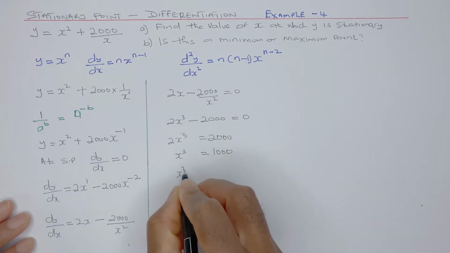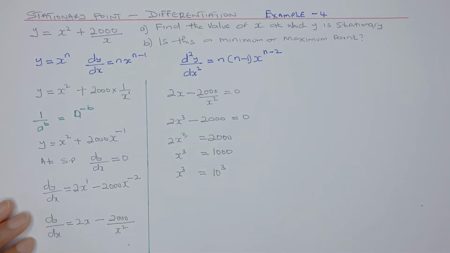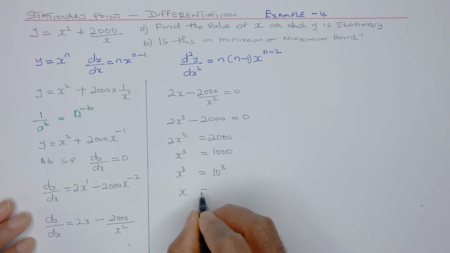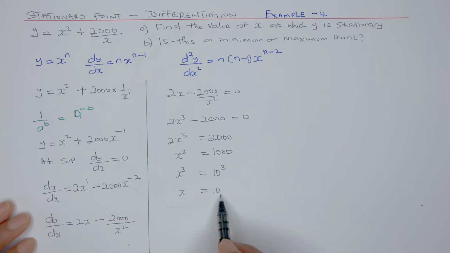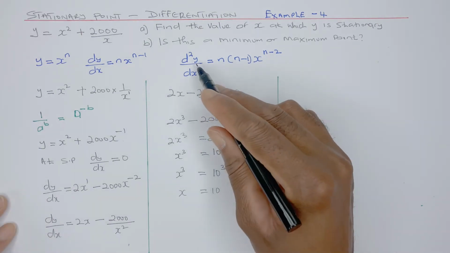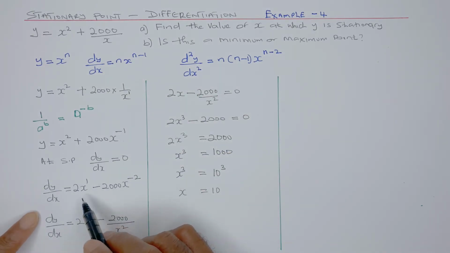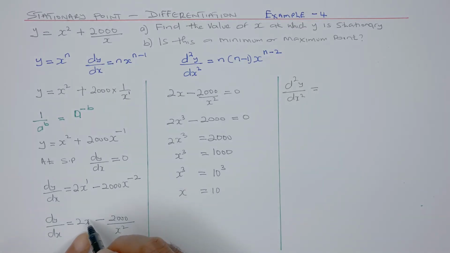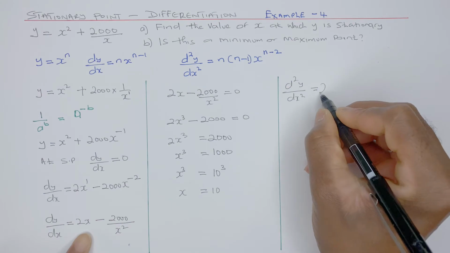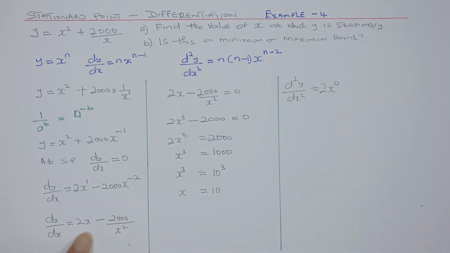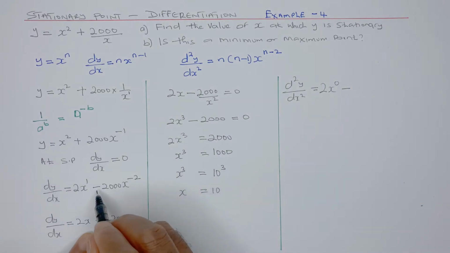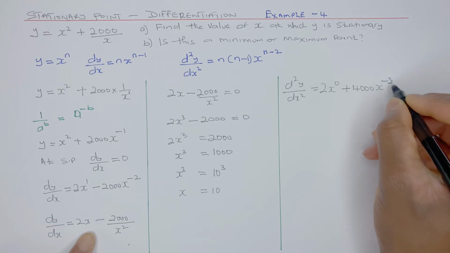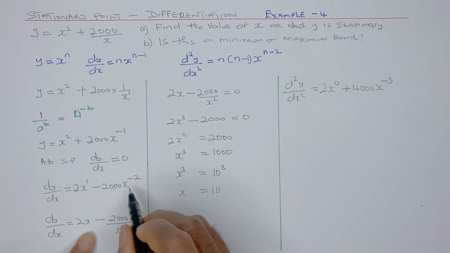But I know that x cubed will be equal to 10 to the power 3, because that's what 1000 is. 10 times 10 times 10, that's 10 to the power 3. That implies that x equals 10. We want to find out when x equals 10, whether that is a minimum or maximum. We need to differentiate again. So if we differentiate that again, d²y/dx² will be equal to 1 times 2, so that's 2, x to the power 1 minus 1 is 0, minus minus 2 times minus 2,000 is plus 4,000, x to the power minus 3, because minus 2 minus 1 is minus 3.